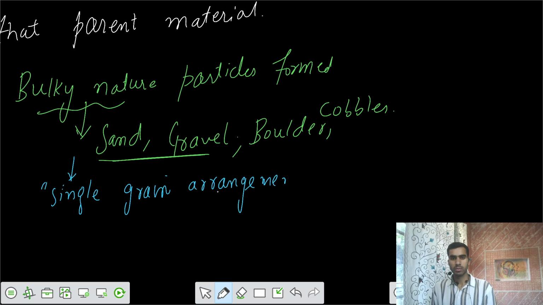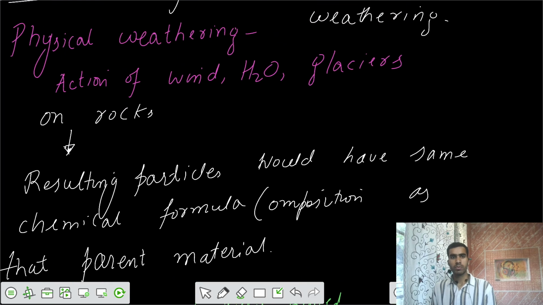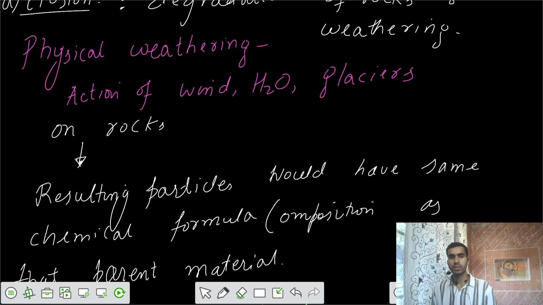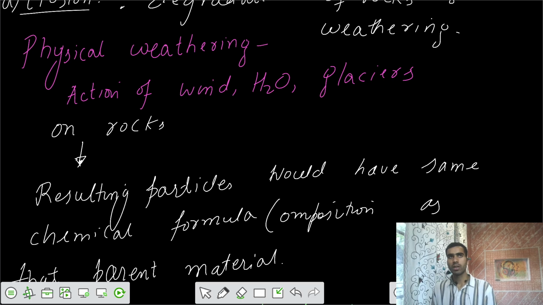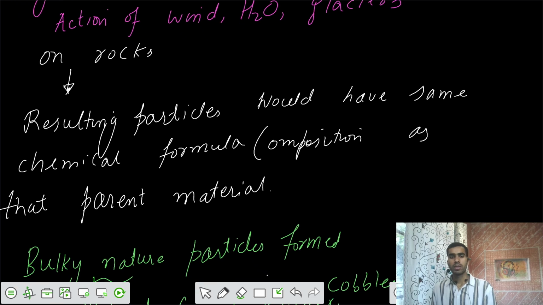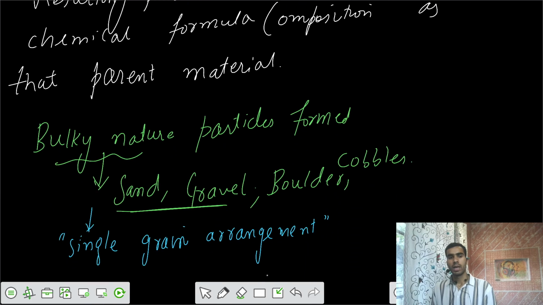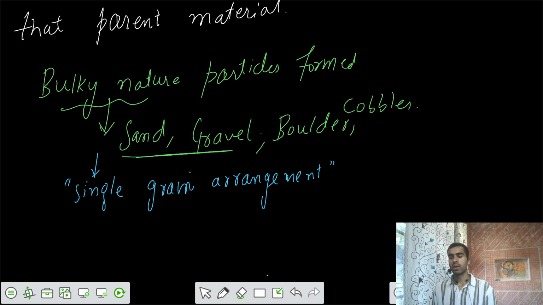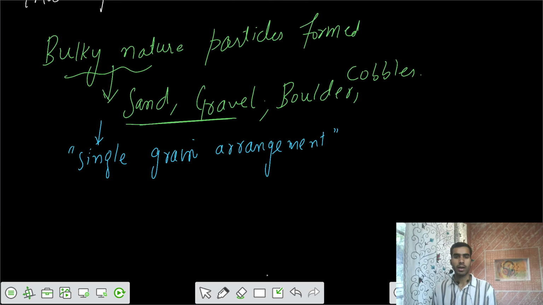Okay. So finally, because of physical weathering, we have these agents: wind, water, glaciers, and also freezing and thawing of the material. Because of that, the resultant particles retain their chemical composition as that of the parent material. And because it's a physical phenomenon, the particles formed here are bulky in nature, like sand and gravel, and we call it a single grain arrangement.